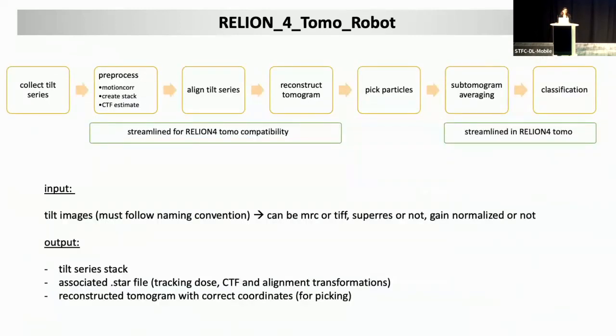The idea here is that you basically just input your tilt images, and the only caveat is you have to have a certain naming convention. Then you get the tilt series stack. Then you get a star file, which is the one that RELION is going to read, that will contain all the alignment transformations for the stack, the CTF estimation, and it will track the dose, etc. And then it will also give you a tomogram, reconstructed for you to pick particles from, which will be compatible in terms of XYZ coordinates with the RELION processing later on.